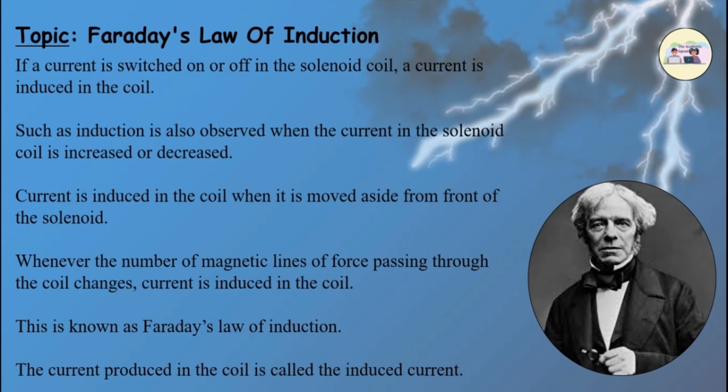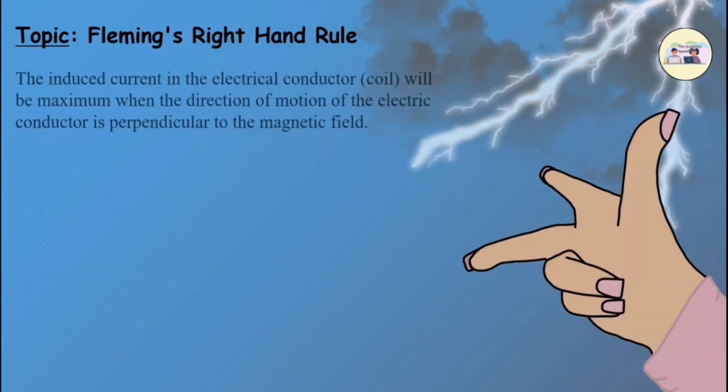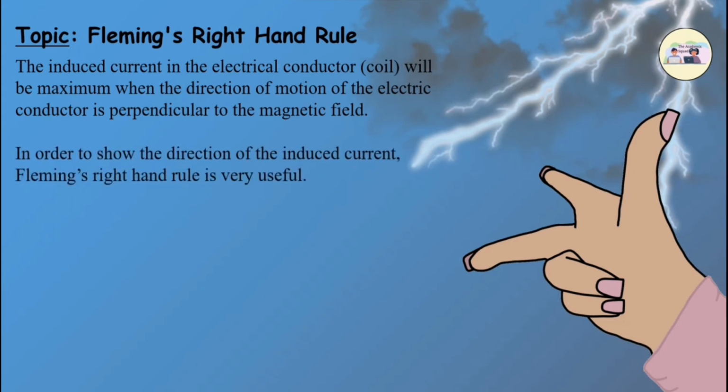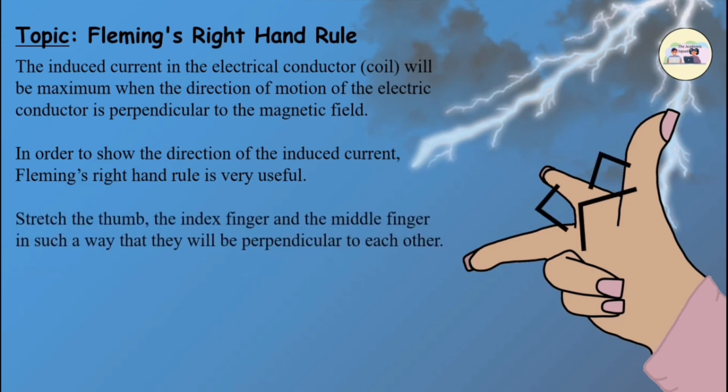Fleming's right-hand rule. The induced current in the electrical conductor coil will be maximum when the direction of motion of the electric conductor is perpendicular to the magnetic field. In order to show the direction of the induced current, Fleming's right-hand rule is very useful.